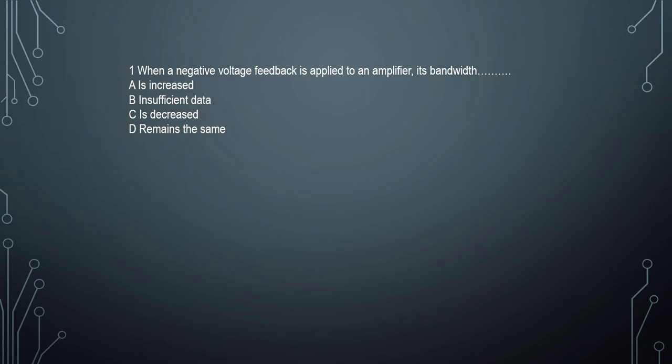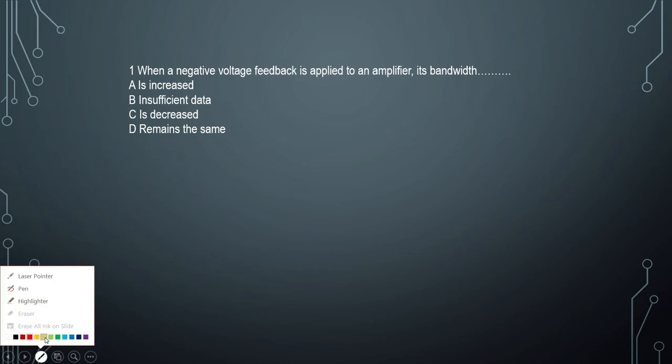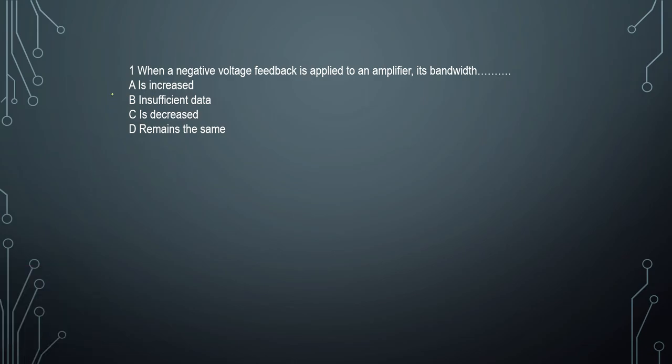Now let's have the first question in this quiz. When a negative voltage feedback is applied to an amplifier, should its bandwidth increase, decrease, remain the same, or is the data insufficient? You can post your answer in the comments. The answer is it increases. When we give negative feedback, the bandwidth of that particular signal increases.